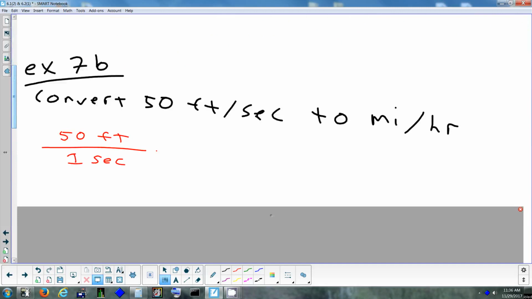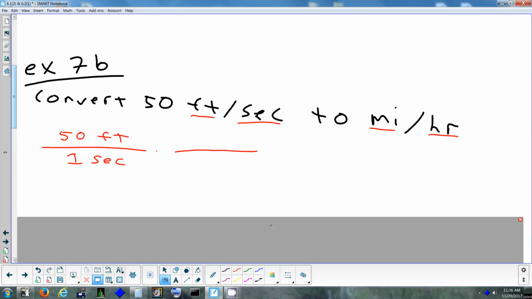So now you have to convert 2 units. You have to get feet into miles. And then you have to change seconds to hours. Okay, you just do one at a time. Let's start with feet to miles. Where would I put feet so that it cancels out? Bottom. Miles in the top.